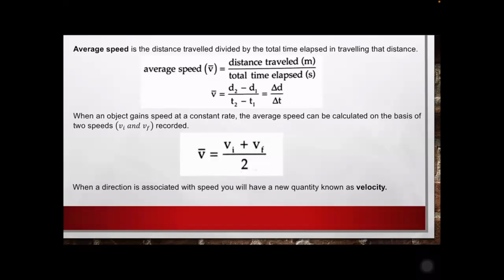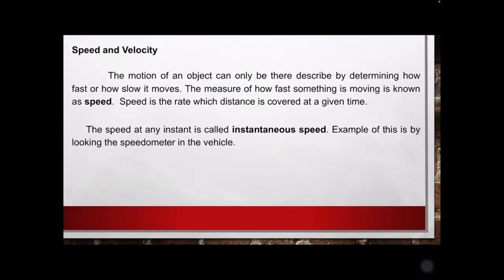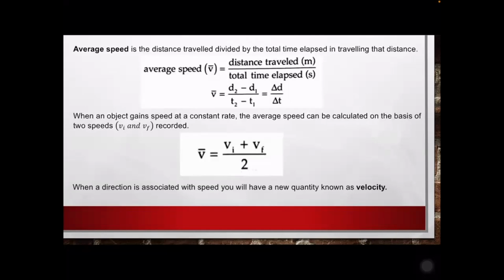When direction is associated with the speed, you will have a quantity that is known as the velocity. So speed is only how fast, but when we say how fast per second or per hour with a direction, that is a velocity. That is the difference between the two.